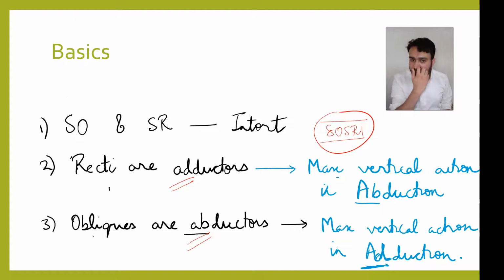Although remember that the maximum vertical action of the recti occurs in the abducted eye. When the eye is in abduction, that is when the maximum vertical action of the recti occurs. On the other hand, the obliques are abductors, but their maximum vertical action occurs in adduction. Knowledge of these 3 rules will help you to understand how we arrive at the test. I'll be describing the application of these rules as we go about.